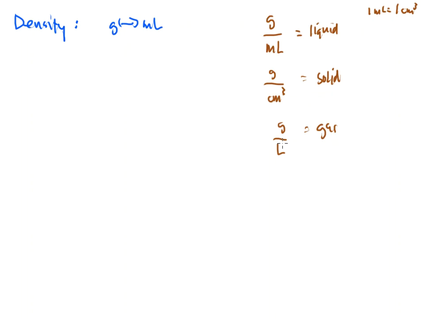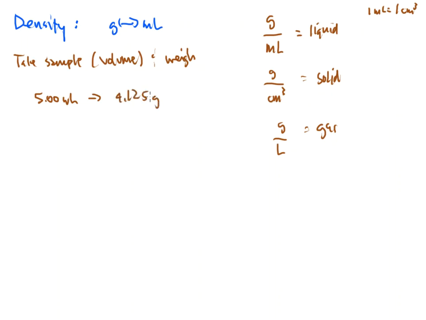Okay, so how do we calculate it? Well, calculating the density of a liquid is pretty easy. The only thing we have to do is take a sample with a known amount of volume, of course, and weigh it on an analytical balance. So let's say I took 5 milliliters of a solution and put it on the scale, and the weight of that 5 milliliters was 4.125 grams.